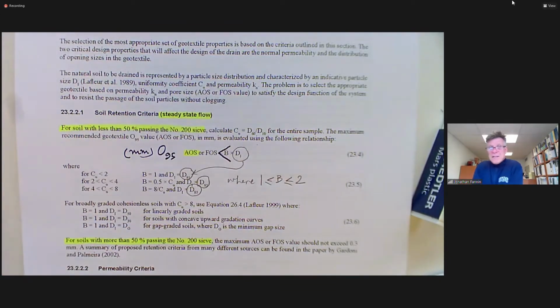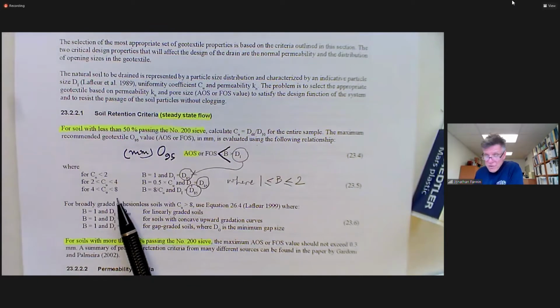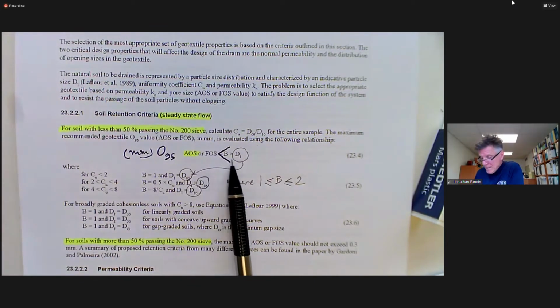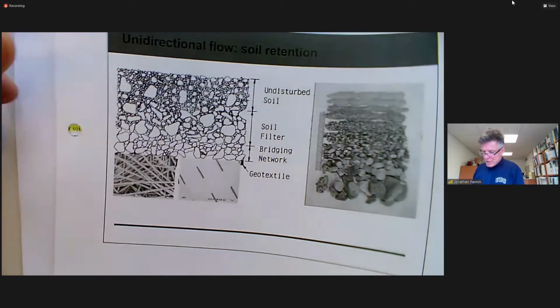Okay, so basically we're saying the opening size of the geotextile for soils with a coefficient of uniformity less than 8 should be less than 1 to 2 times D85 of the soil. And the belief here is that the action of the soil retention is, let me capture it in this image here.